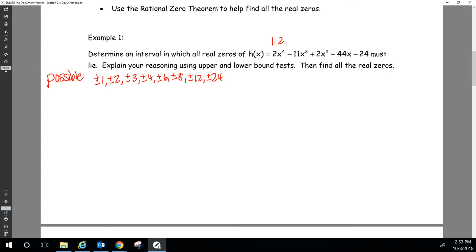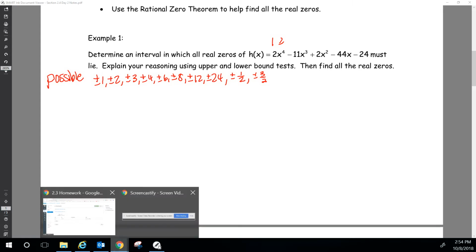But remember, we also have 2 as a factor of 2, so then I've got to divide all of them by 2. So that'd be 1 half. 2 halves would be 1, which we already have. And I got 3 halves. 4 halves is 2. 6 divided by 2 would be 3. 8 divided by 2 would be 4. 12 divided by 2 would be 6. 24 divided by 2 would be 12. So that's all my total possibles.